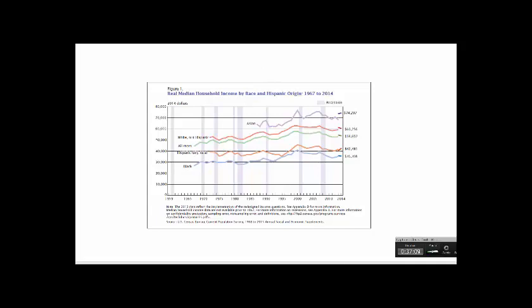This chart looks at median income by household by race and ethnicity, and what the experience has been for the median income for various races: Black, Hispanic, all races, white not Hispanic, and Asian. And you can see again what the highest income is.